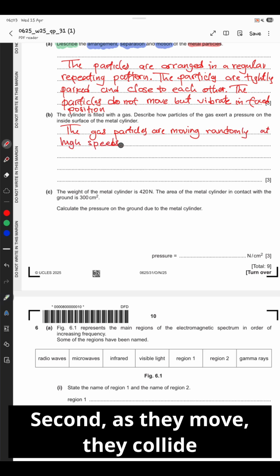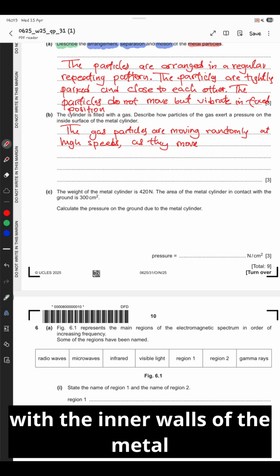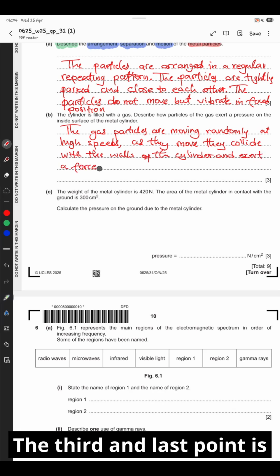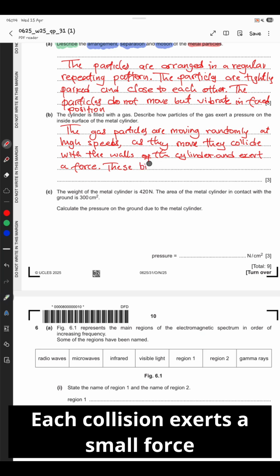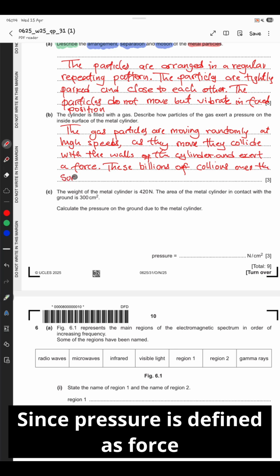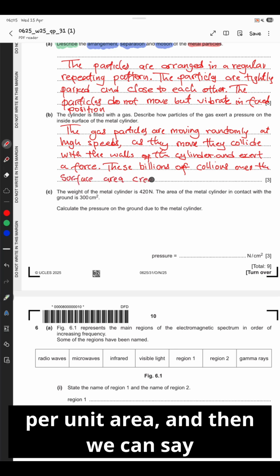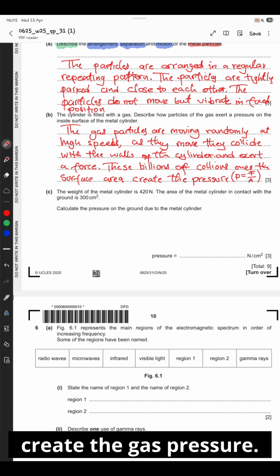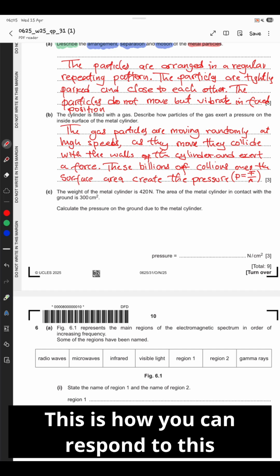Second, as they move, they collide with the inner walls of the metal cylinder. The third and last point is each collision exerts a small force on the wall. Since pressure is defined as force per unit area, we can say that these billions of collisions over the surface area create the gas pressure. This is how you can respond to this question.